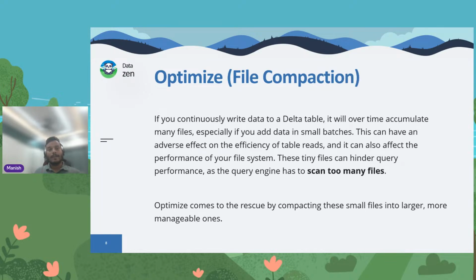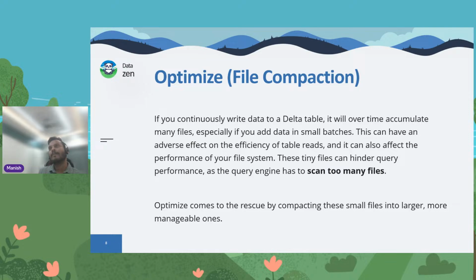Okay, let's discuss optimize. Basically, it is used for file compaction. There will be scenarios like, let's suppose you have a delta table and you are running operations on the delta table daily, three times a day, let's assume. If you are inserting any records, deleting any records, or updating any records, the delta table internally will not delete the files or update the files. Instead, for any operation, the delta table will create a new file.